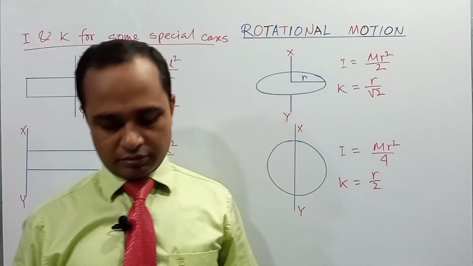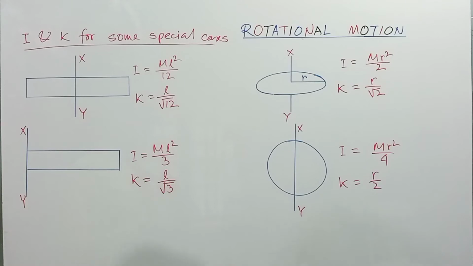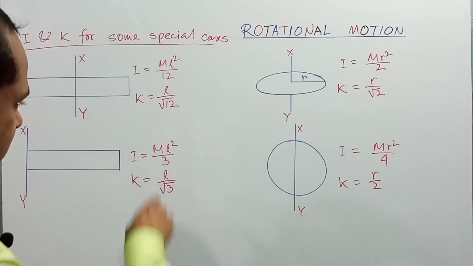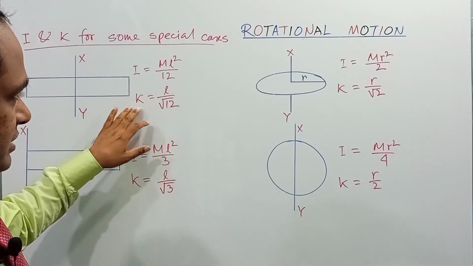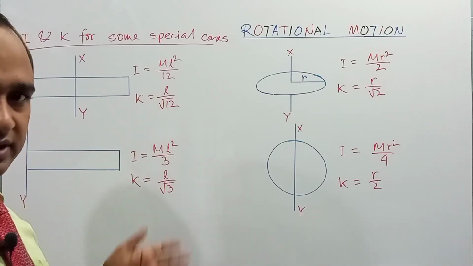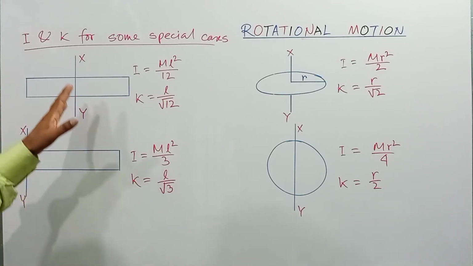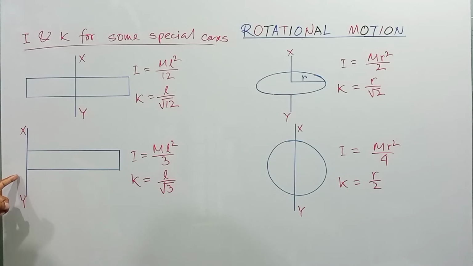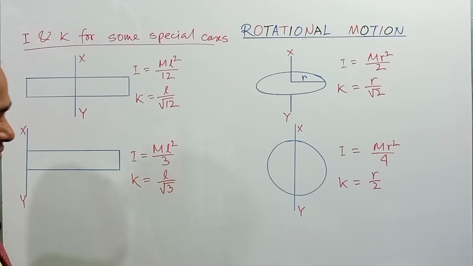Dear student, now we will see some expressions for the moment of inertia and radius of gyration for some special cases. In case of a thin uniform rod, when the axis passes through the center and perpendicular to the rod, the moment of inertia will be m L square by 12, and the radius of gyration will be k is equal to L by root 12. We have already proved that in our classes. But if the axis of rotation passes through one end of the rod, then the moment of inertia I will be m L square by 3 and the radius of gyration k will be L divided by root 3.